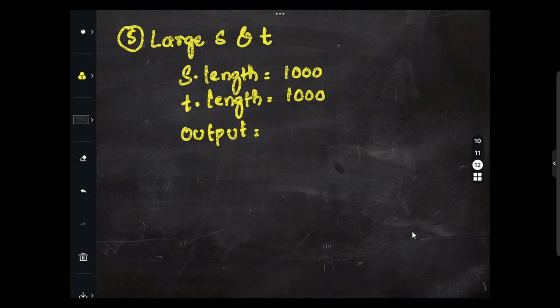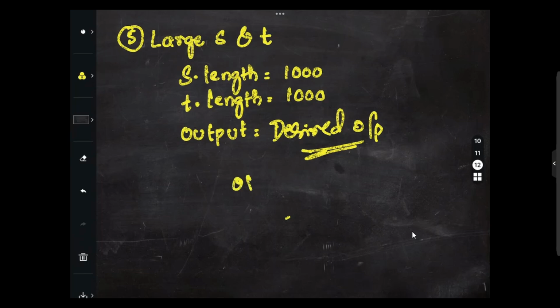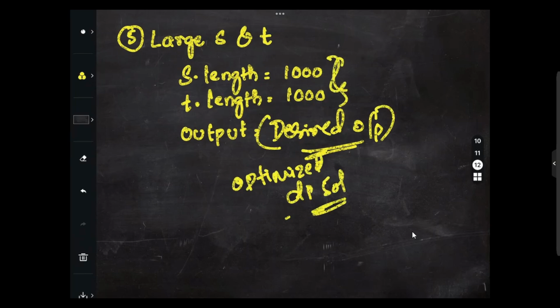So the final edge case here is large s and t. We are going with 1000 and 1000. I'll just write the desired output that we need to get. We must use an optimized DP solution for this. We have to make sure that this works for this input as well. The length of s and the length of t is 1000 here, which is huge, so we have to make sure that this works properly as well.